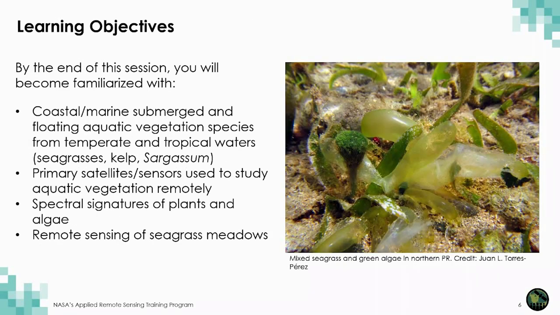Okay, so let's go over some of the learning objectives for this webinar today. At the end of the session, we hope that you become familiarized with coastal and marine, submerged, and floating aquatic vegetation species from temperate and tropical waters, particularly seagrasses, kelp, and sargassum. And also to become familiarized with some of the main satellites and sensors that are used to study aquatic vegetation remotely, and what are some of the typical spectral signatures of plants and algae. Then towards the end, we're going to go over remote sensing of seagrass meadows, and we're going to highlight some case studies as well.